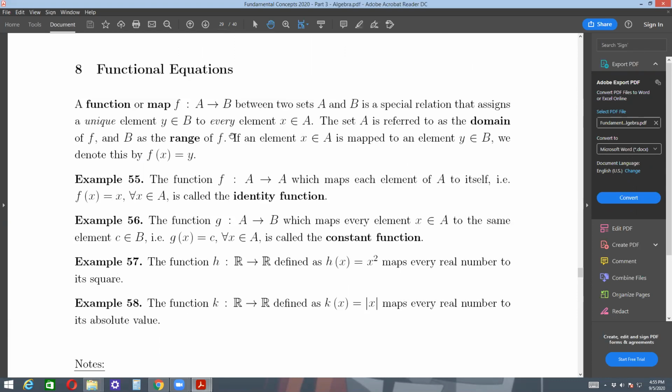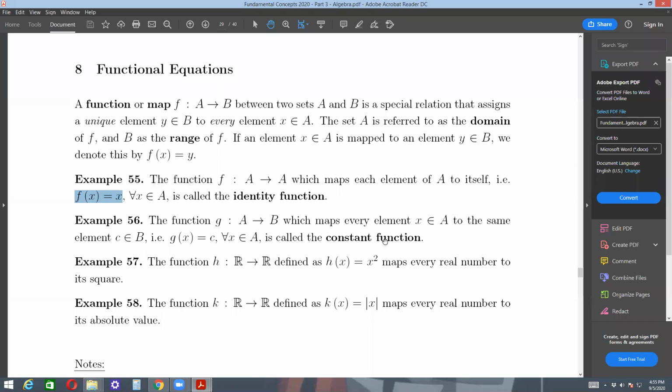All right. So if there's an element in A that's mapped to an element y, we say f of x is equal to y. Now, some examples here. If you take a function mapping from the set to itself that maps every element in the set to itself, basically f of x is equal to x, this is called the identity function. Basically, you take an element and map it to itself for every element.